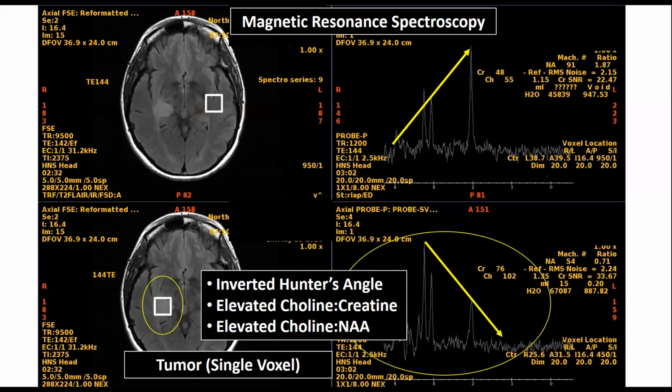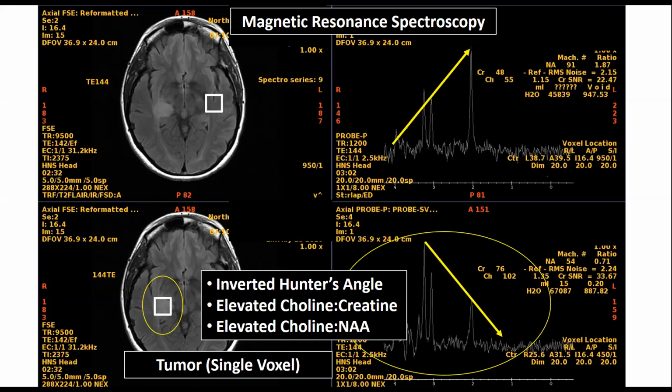Look at the voxel now over the tumor. We have an inverted Hunter's angle. Down is bad. Down means hypercellularity. Increased choline, which is membrane metabolism, membrane turnover. This is going to be a cellular, very cellular tumor. Decreased NAA, which is a neuronal cell body and axon marker. The neurons are in trouble. They can't stand the heat. All right, they're out of town. That's what's going on here.